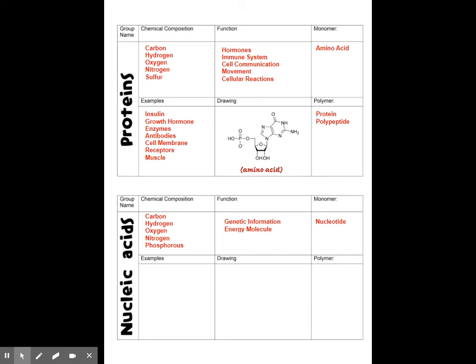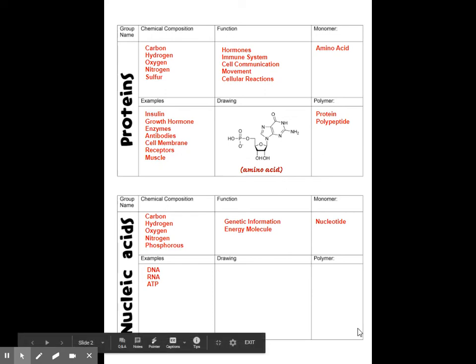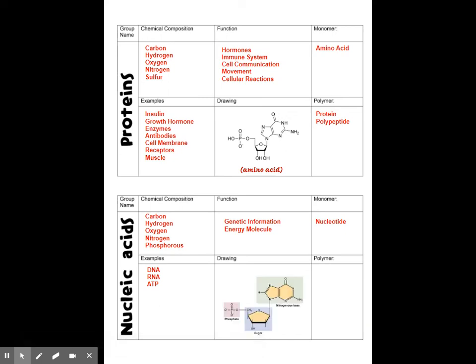And we're going to do more on this later, but nucleotides are made of smaller things, a sugar, a phosphate, and a base. And some examples are DNA, RNA, and a molecule called ATP, and that's going to be our energy molecule. So you could even draw an arrow from the ATP to energy molecule, so you remember that. Here's a drawing of one nucleotide. You can see the nitrogen base, the sugar, and the phosphate. And the polymers, we just call them nucleic acid chains.